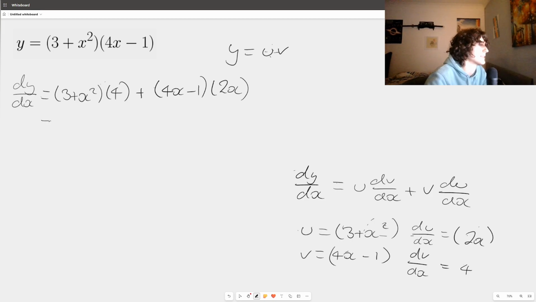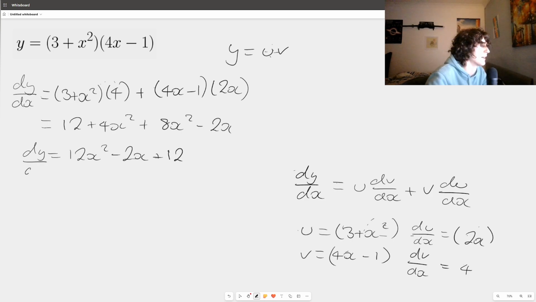We can then expand this expression. So 3 times 4 is 12, plus 4x squared, plus the 4x times the 2x is 8x squared, minus 2x. If we collect these terms, we get dy by dx equals 12x squared minus 2x plus 12. Fantastic. And this will be our gradient function, or our gradient machine, or our derivative machine, or whatever you want to call it, for this expression with which we started.